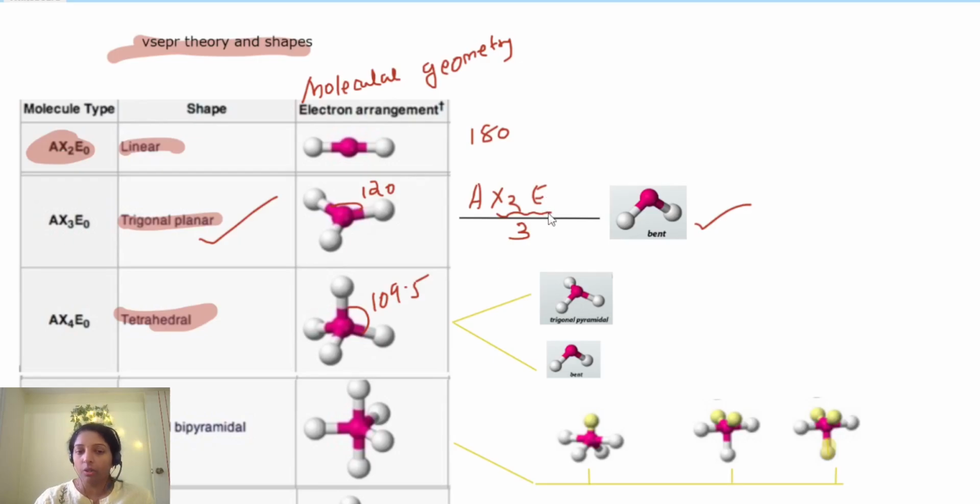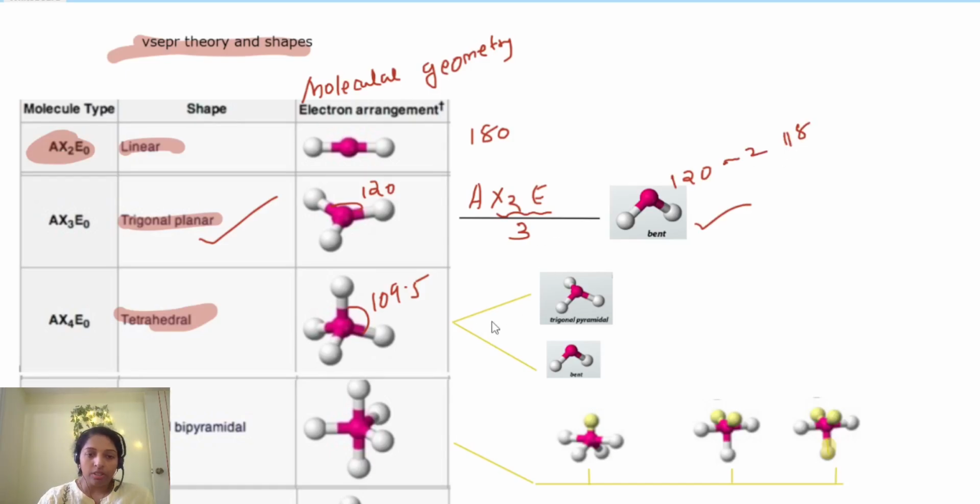Or you can just imagine 3 minus 1, trigonal planar minus 1. What I mean by trigonal planar minus 1 is that altogether 3 electron clouds are there, but 1 is a lone pair. At that time you can call the shape bent, and the bond angle is similar to 120, but it's not exactly 120. For each lone pair you can deduct 2 points. So with 1 lone pair, we can write minus 2, like 118.